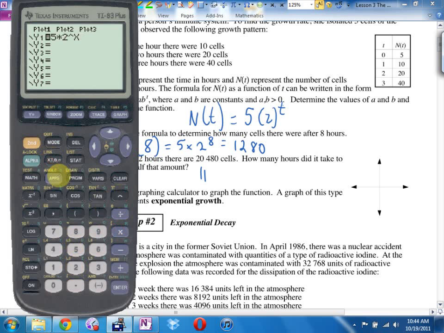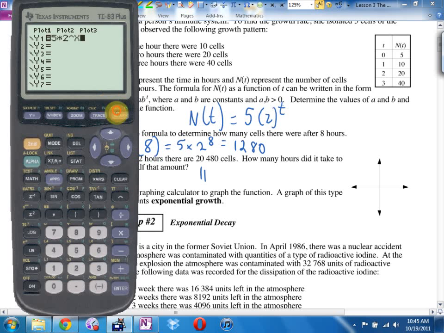Now, if you hit graph, you're going to get some nonsense. What do you get if you hit graph? Nothing terribly entertaining. We want to adjust this window. So press window. Now, remember, X is actually time. Look at my chart. What's the smallest amount of time that appears in my chart? So I'm going to let X min be 0.